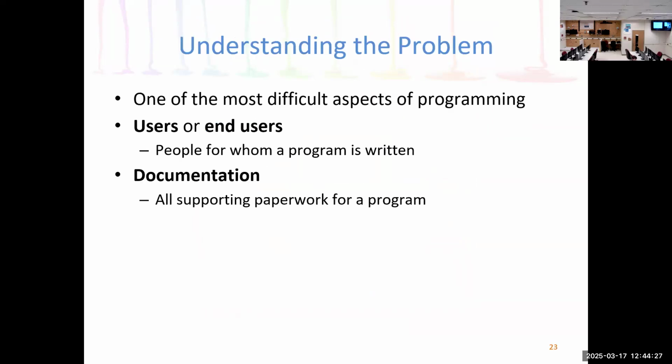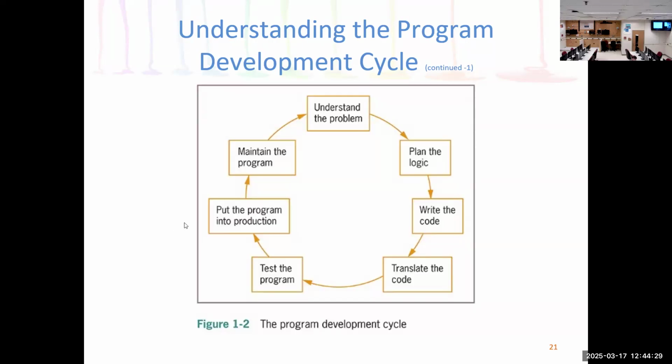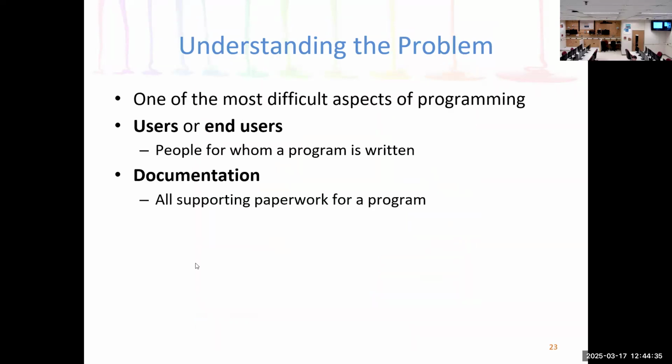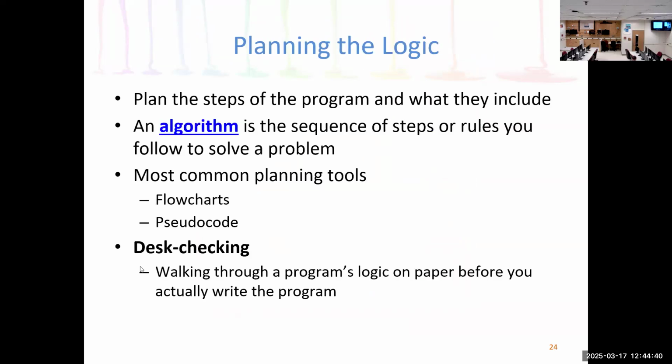Okay, so we mentioned the cycle, understand problem. Now we move to plan logic. Plan logic means you list down all the instructions, and what you are supposed to do. In the case of plan logic, you use an algorithm. Algorithm, what is it? An algorithm is a step or the rules you have to follow to solve the problem. So that's how you solve the problem.